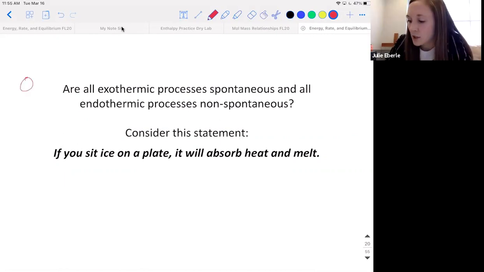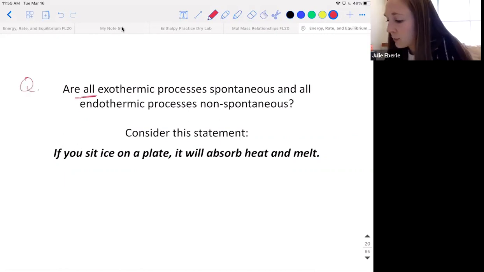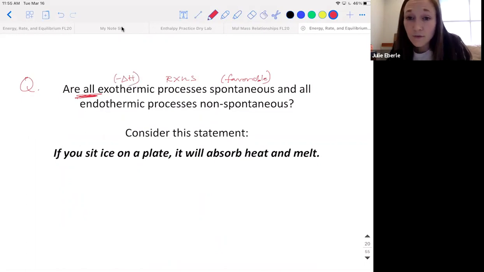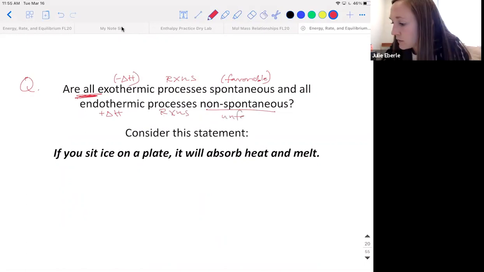I want to ask you this question. Are all, keyword all, exothermic processes, this is a fancy word for reactions, spontaneous? Remember, the word spontaneous means favorable. And are all endothermic processes, so exothermic was the negative delta H, we just said is favorable to the body. Endothermic is the positive delta H. Are all of these kinds of reactions non-spontaneous, or in other words, are they unfavorable?